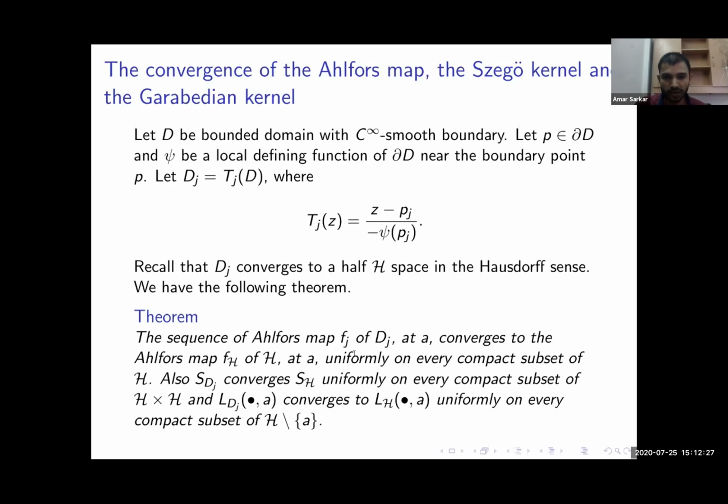We showed that the sequence of Alford maps of the scaled domains Dj converges at the point A to the Alford map of the half space uniformly on compact subsets of the half space H. Also, the sequence of zero kernels of the scaled domains converges to the zero kernel of the half space uniformly on compact subsets of H cross H. And we also have this convergence of the gradient kernel on compact subsets of H minus the point A.